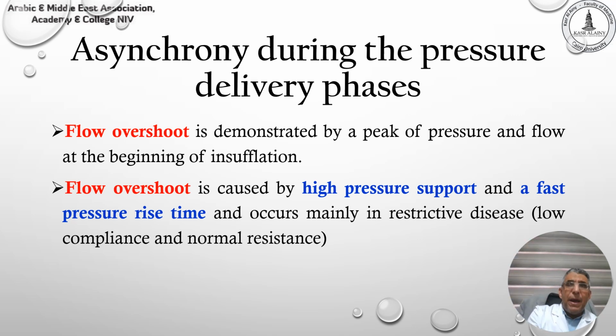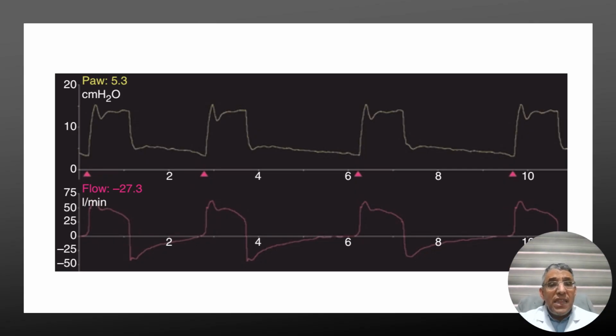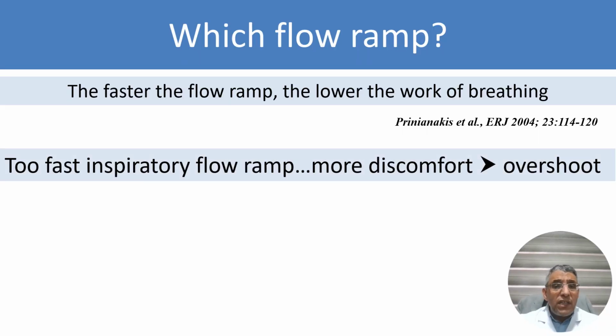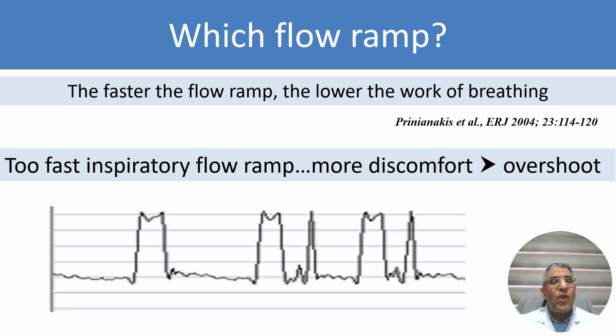Also, flow asynchrony. Sometimes after the trigger senses, the flow delivery is so rapid that the change from EPAP to IPAP is very rapid. This may lead to flow overshooting. And this is the picture: in the pressure-time curve, not in the flow-time curve, there is a peak at the start. This denotes that the rise time is very small or very rapid. So I have to decrease the rise time, as we will know later on. Too fast inspiratory flow causes more discomfort and overshooting. So I have to adjust the rise time from 100 to 200 or 300 milliseconds to adapt to the patient's normal demand.